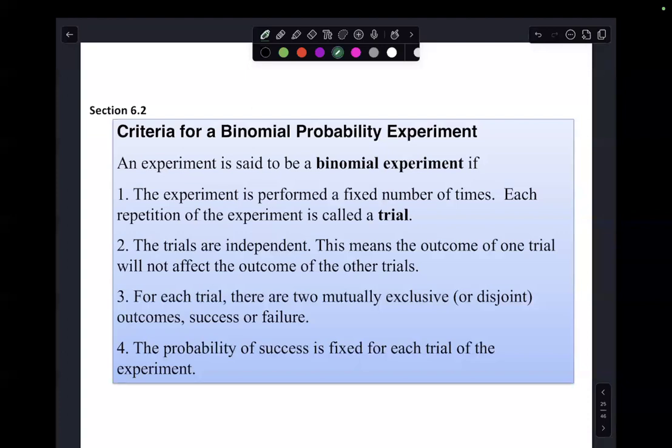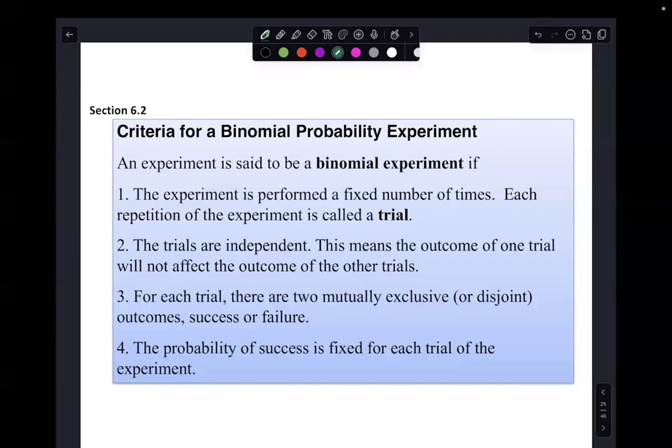We already talked about independence with our probability. We did that in 5.3. Every trial, there needs to be two mutually exclusive outcomes. It's a success or failure. So rolling a dice, yes, there's 6 outcomes, but if I'm looking for rolling the number 3, I either have a 3 or not a 3. So those are two different outcomes. So we have a success or a failure. And the probability of success has to be fixed for each trial. So my probability is not going to change for each trial. So these are the 4 things we have to have for a binomial probability experiment.